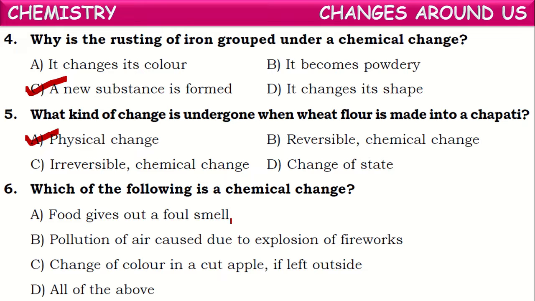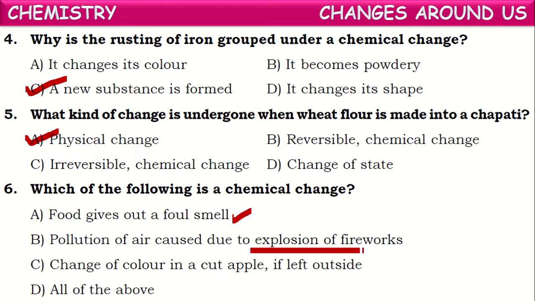Then food items give a bad smell, meaning they have undergone certain chemical changes. By undergoing certain chemical changes, food items become spoiled and give a foul smell. So that comes under chemical change. Next one, pollution of air caused due to explosion of fireworks.